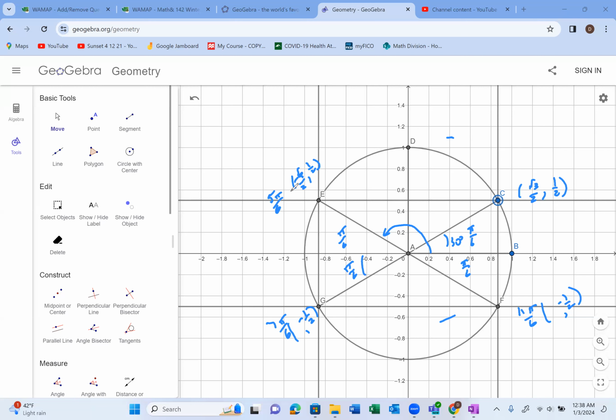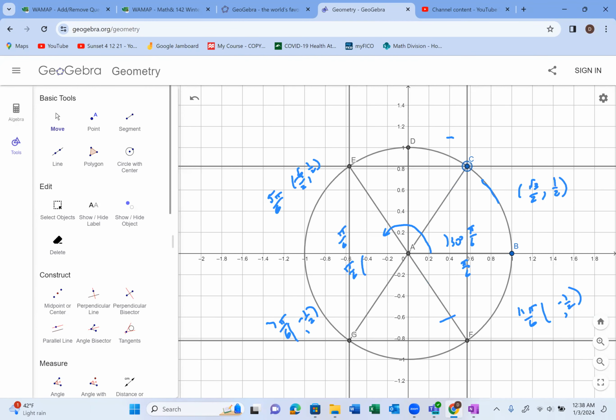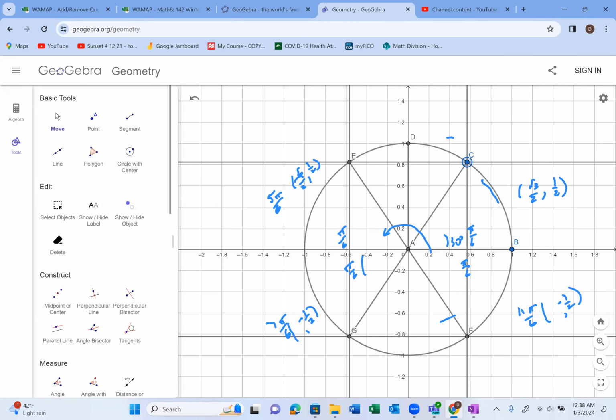Same thing happens with a pi over 3, with a 60-degree angle. If I move this angle up here to 60 degrees, the y-coordinate is √3 over 2 with a 60-degree reference angle, a pi over 3, and an angle of 2 pi over 3. That y-coordinate is still √3 over 2. And then I just need to worry about, is it in the first quadrant, the second quadrant? In both of those, the sign is positive. In the third and the fourth quadrant, it's negative.